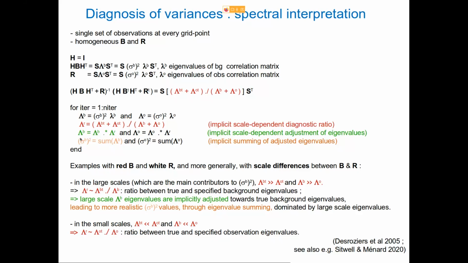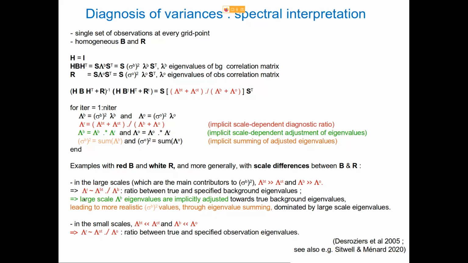And another step is to compute the total variance, so for background errors, for instance, which amounts to implicitly summing all the adjusted eigenvalues. So this is interesting to consider for examples where we have a red spectrum in B and a white spectrum in R, and more generally when we have scale differences between B and R. So in this case, in the large scales, which are the main contribution to the background error variance, the background eigenvalues will be much larger than the observational eigenvalues. So this means that the scale-dependent ratio will be close to a ratio between true background eigenvalues and specified background eigenvalues.